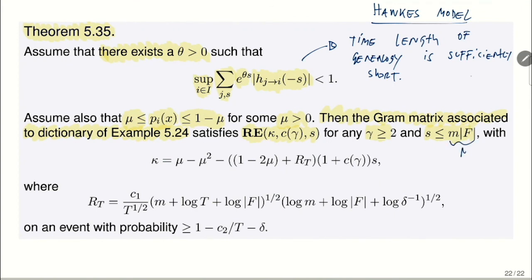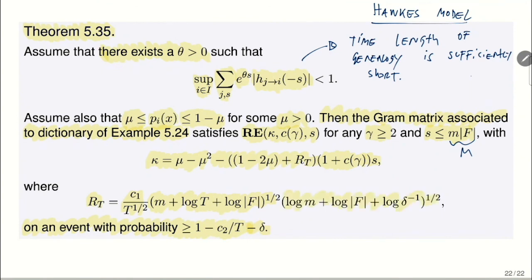So this is M in this case, okay, with kappa equals to mu minus mu squared minus a product of 1 minus 2 mu plus R_T and 1 plus c gamma times S, where R_T is equal to C1, a constant which depends only on the distribution of the Hawkes model, divided by square root of T times the square root of M plus log T plus log of cardinal of F times the square root of log M plus log of cardinal of F plus log 1 over delta. And the condition with gamma, S and kappa, as I just described, holds on an event which has probability at least 1 minus C2 over T minus delta, where C2 is also a constant which depends on the distribution of the Hawkes model.